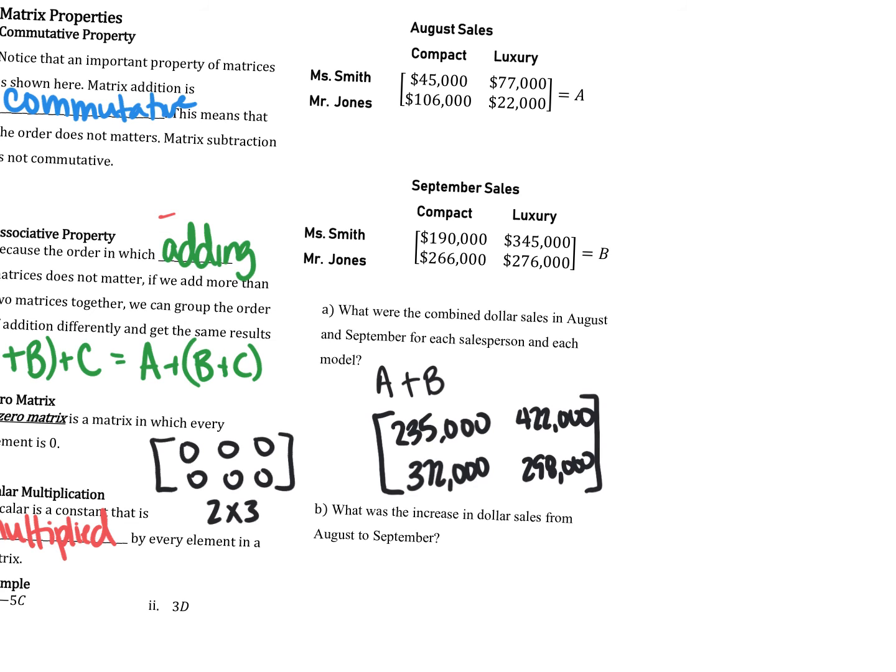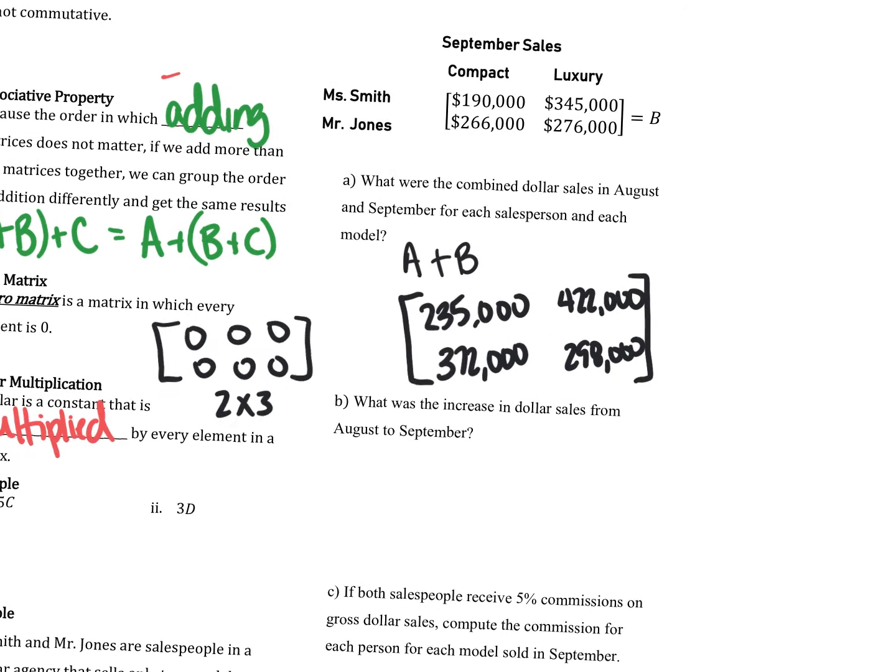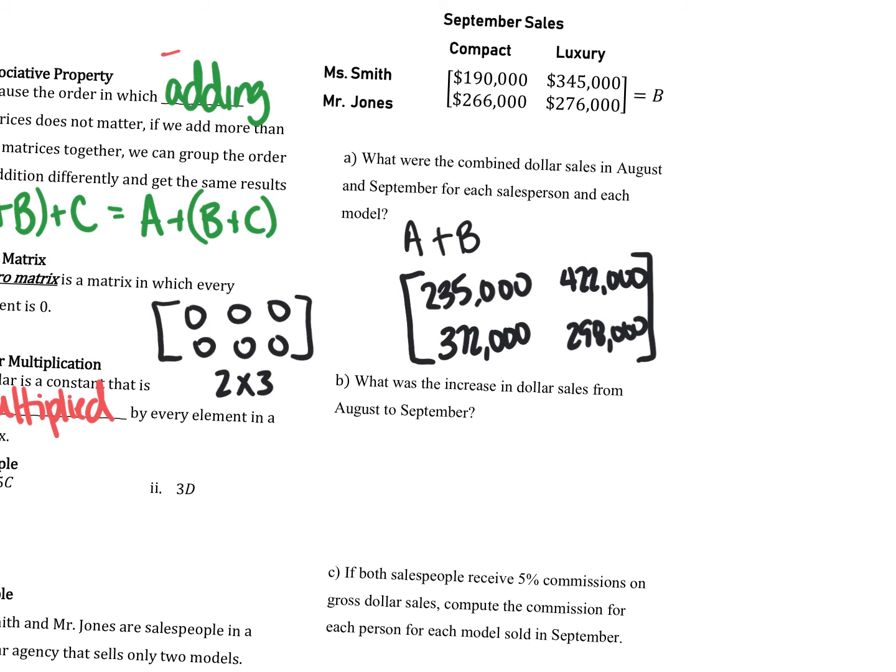There you go. That's all it is, adding those up, right? What was the increase in dollar sales from August to September? How would I find that? Subtract them. Which one do I do first? I want to know the increase from August to September, right? How would I do that? A minus B or B minus A? B minus A. I'm not going to do that, but that's what I'm asking you to find. Y'all got that? I'm asking you to find B minus A there, because that'll give you the difference between the two. That'll tell you what you're increasing by.